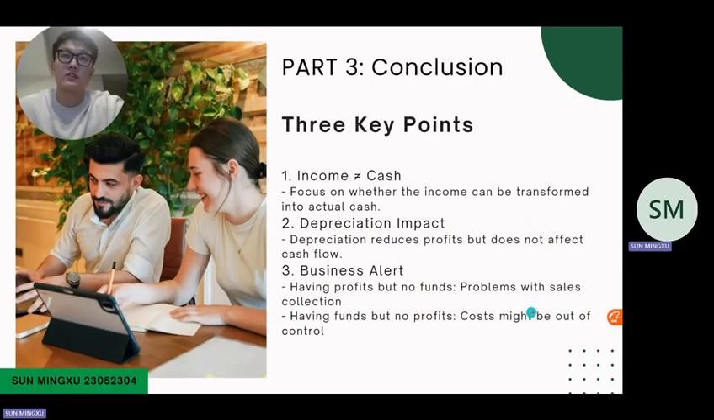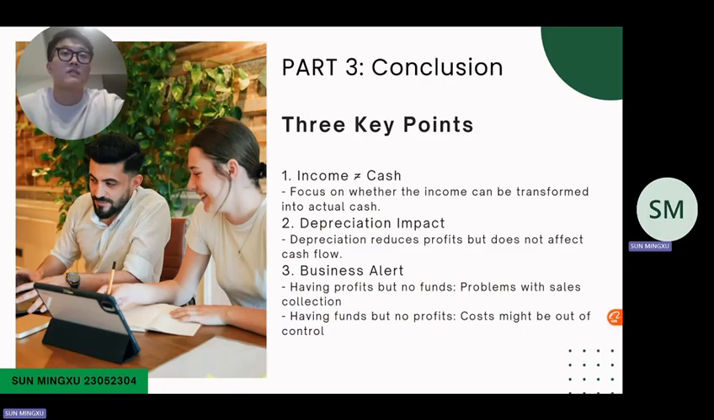The last part is the conclusion, and it involves 3 key points. Ashmont's income and cash flow statements are interconnected. The income statement shows revenue and expense matching, while the cash flow statement tracks actual funds. Key differences: revenue conversion to cash, non-cash expense impacts, and the capital expenditure effects. Analyzing both helps assess profitability.